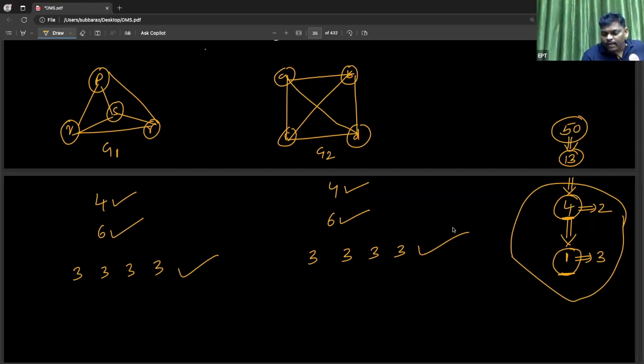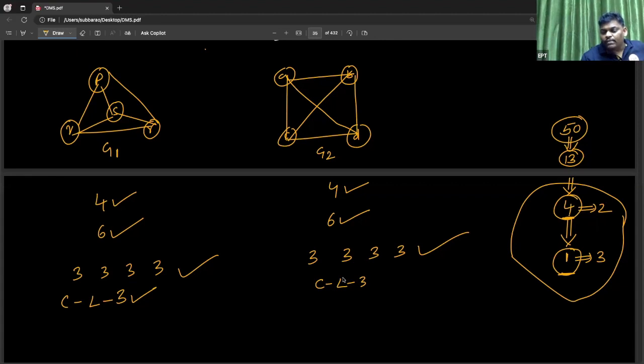Very interesting question. Does G1 contain a cycle of length 3? G1 contains a cycle of length 3. If you want, you can check. G2 also contains a cycle of length 3. Am I right? ADC cycle is there.